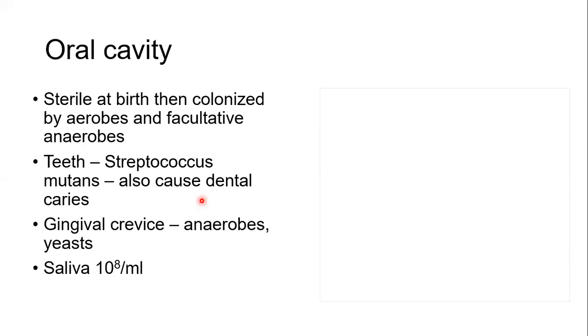The oral cavity is sterile at birth, but tends to be rapidly colonized by organisms such as the facultative anaerobes and the aerobes. With the teeth, Strep mutans tends to be an important microorganism because it has been associated with the formation of dental caries. And then we have the gingival crevice, which is mainly colonized or inhabited by the anaerobes and the yeasts. Saliva has about 10 to the power 8 microorganisms per milliliter.